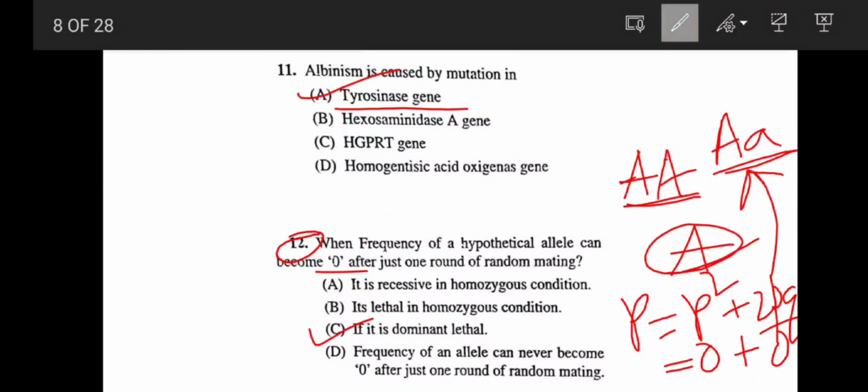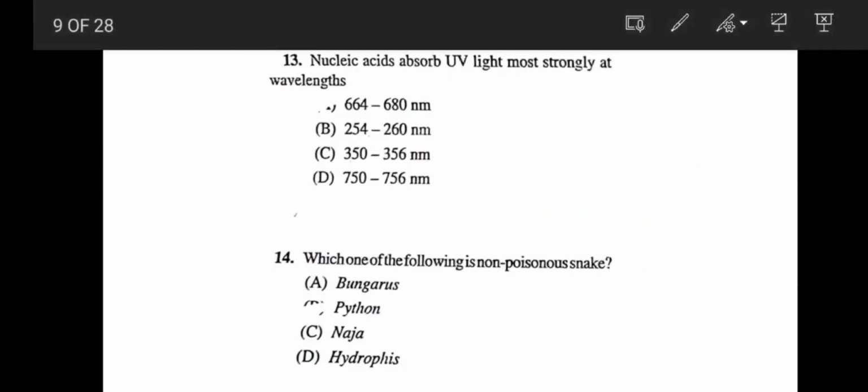Now coming to question number 13, nucleic acid absorbs UV light most strongly at 254 to 260 nanometers. Next question, which one of the following is a non-poisonous snake?